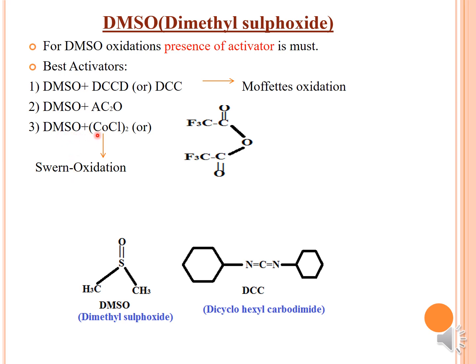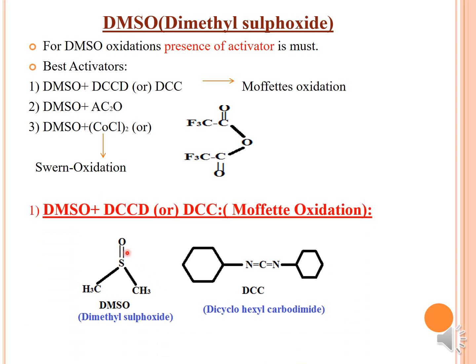DMSO, when it is treated with oxalyl chloride, or trifluoroacetic anhydride, that is the Swern oxidation. First we'll move on to Moffatt oxidation, and then we'll move on to Swern oxidation, and there are certain examples given over there. Okay, so let's see the DMSO.